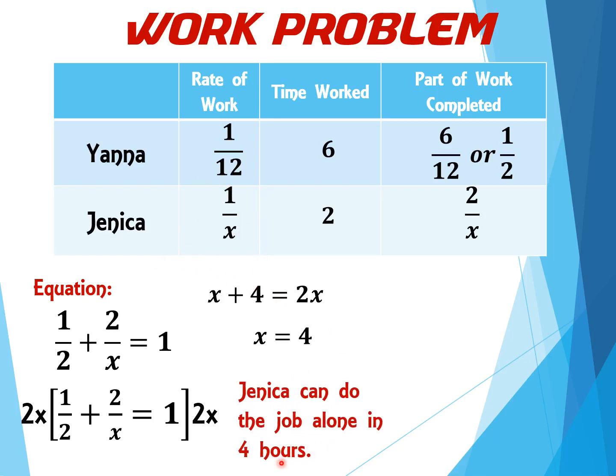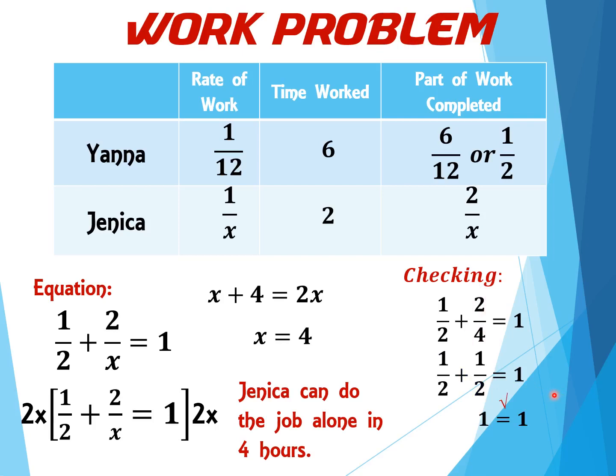Okay, for the checking, we simply substitute 4 here. So we'll have 1 half plus 2 over 4 is equal to 1. 2 over 4 reduced to lowest terms is also 1 half. So we'll have 1 half plus 1 half is equal to 1, or 1 is equal to 1. Therefore, again, Jenica's rate is 1 over 4, or she can do the job alone in 4 hours.